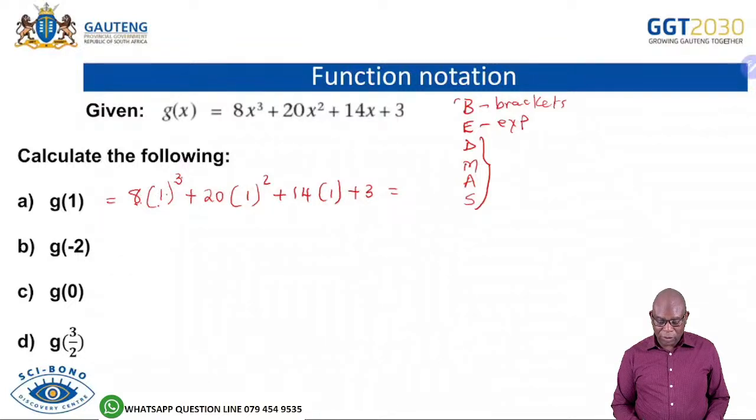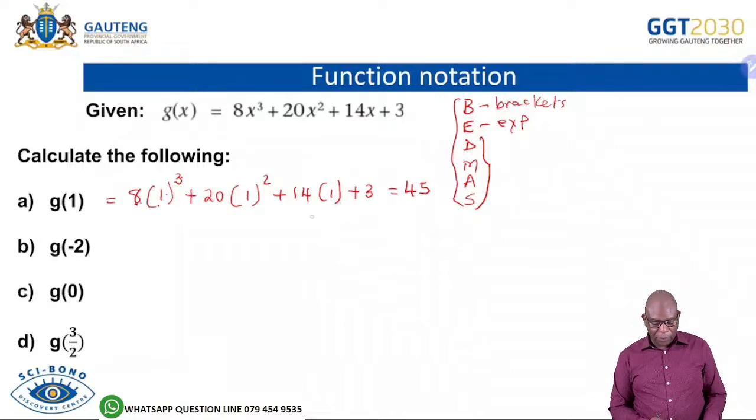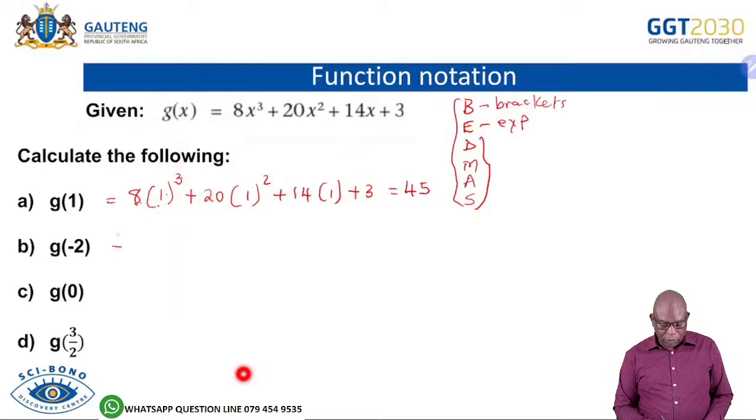So my answer to this, if I use my calculator correctly, I think the answer will be 45. So it will be 8 plus 20, 28, 28 plus 17 will give us 45. Okay.